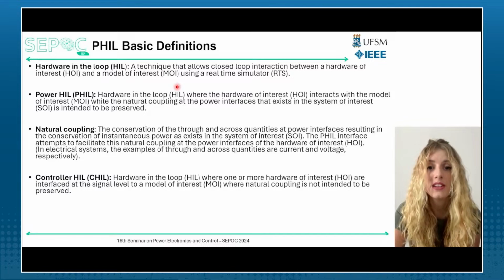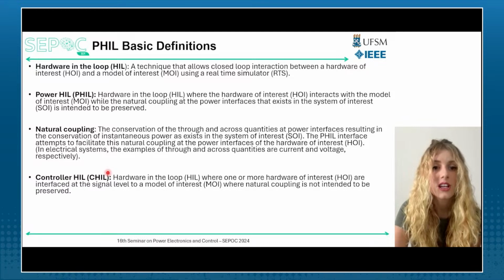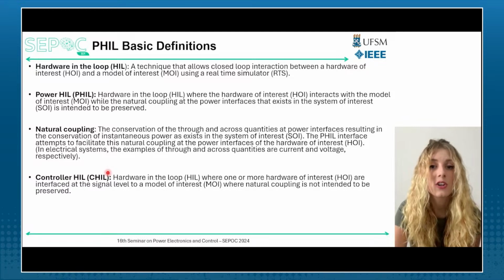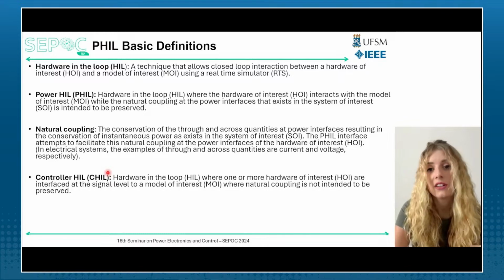And this is the main difference compared to control hardware in the loop, where instantaneous powers are not preserved, but in this type of simulation we are communicating on a signal level. So controller hardware in the loop is where there is hardware of interest interfaced at the signal level to the model of interest, where natural couplings are not intended to be preserved.